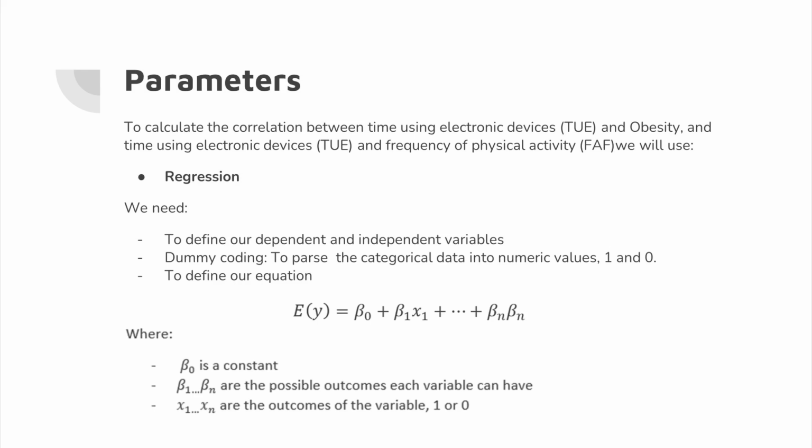To test both of these hypotheses, we will use the technique of regression. This requires us to define our dependent and independent variables, and to parse the categorical data into numeric values, 1 and 0. This process is called dummy coding, and it's necessary to enter our information into the model. And finally, to define our equation, which will have this form, where b0 is a constant, b1, b2, up to bn are the coefficients for the possible outcomes each variable can have, and x1, x2, up to xn are the outcomes of the variable, 1 or 0.